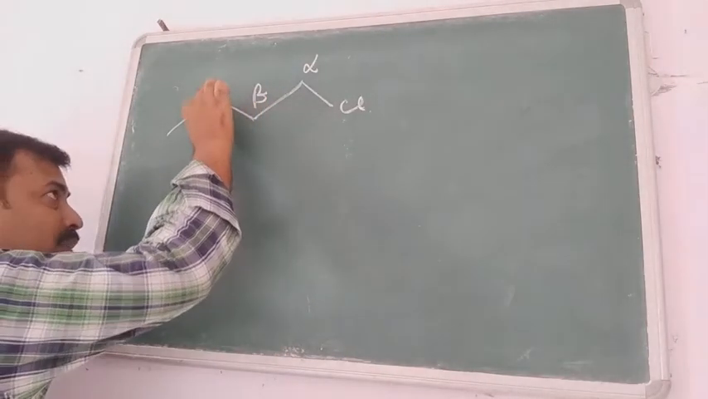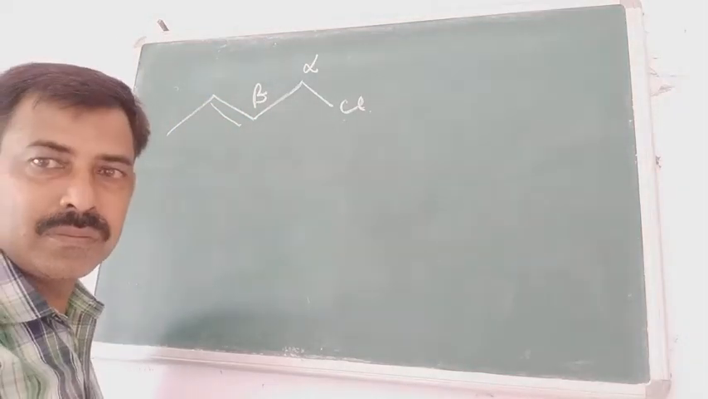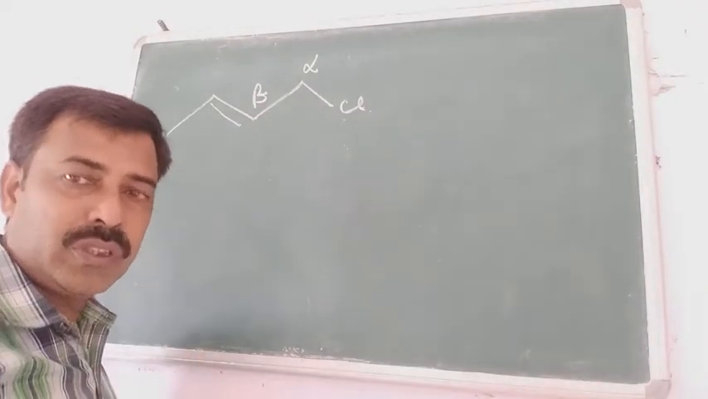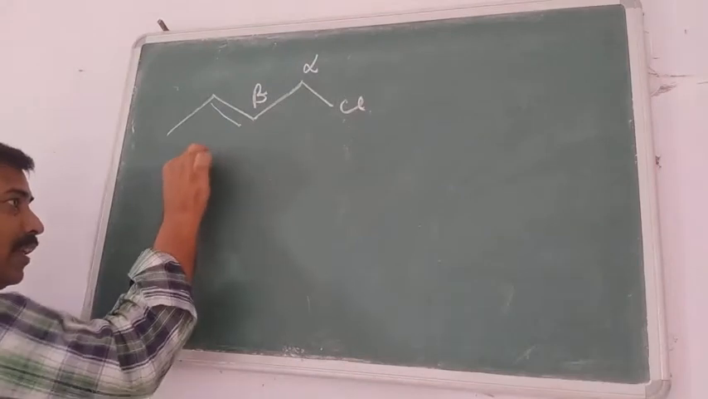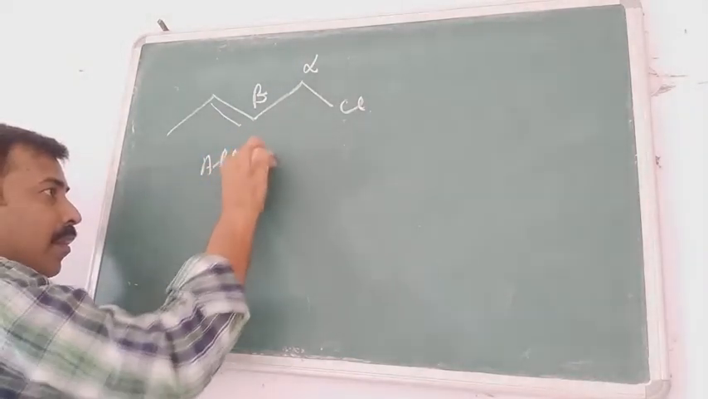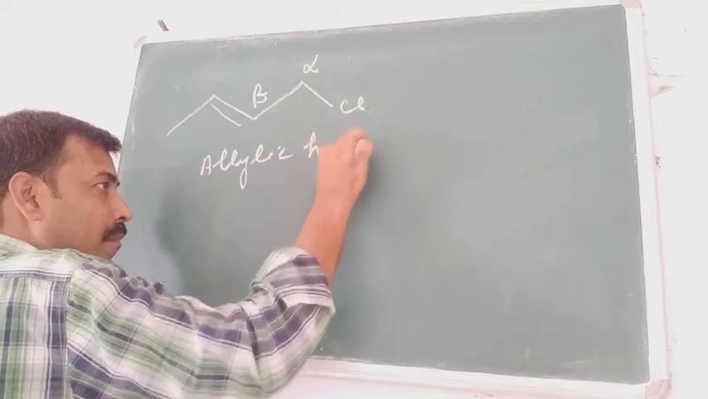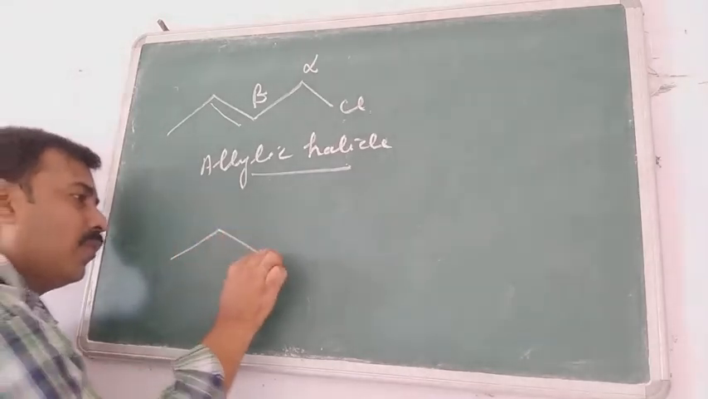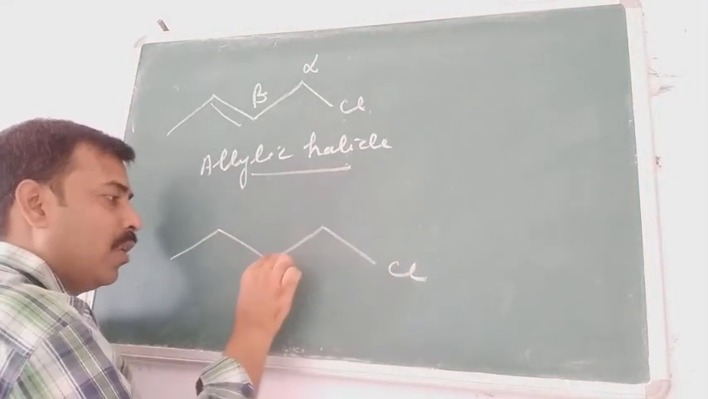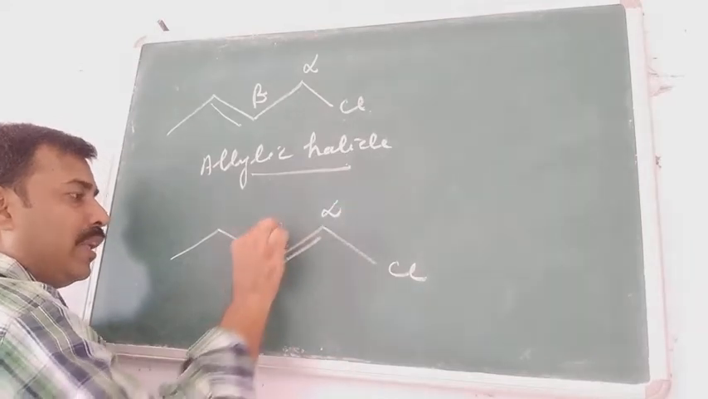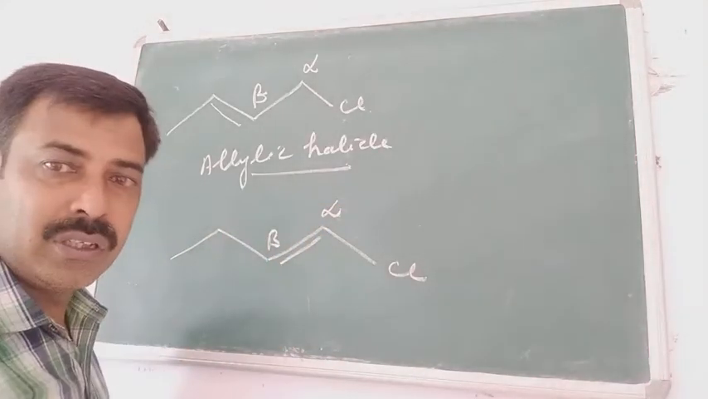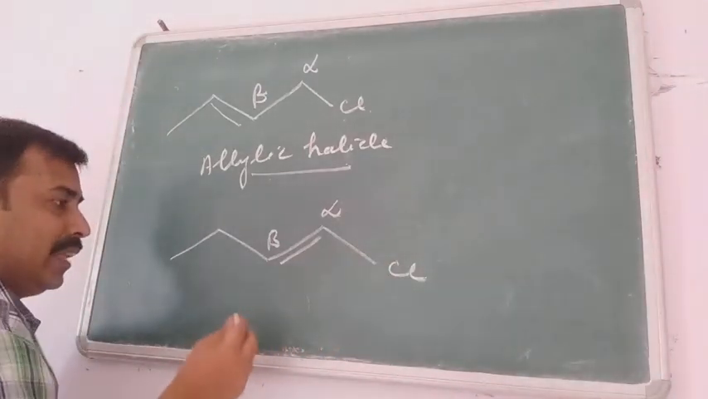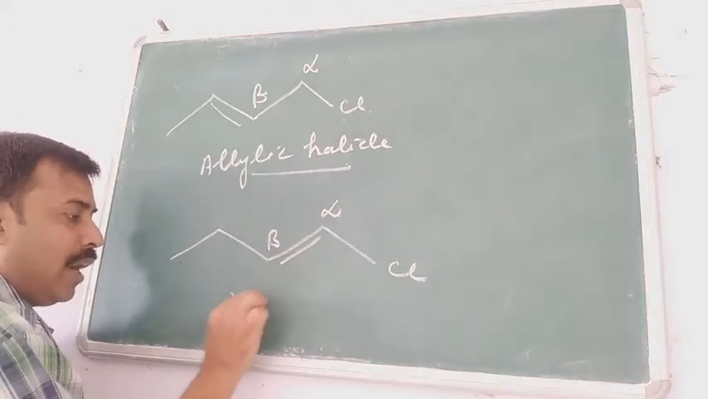If there is an unsaturation on the beta carbon, this is the beta carbon and here is the unsaturation, it will be considered as an allylic halide. But if you see another compound which has the same position for the halogen, but the unsaturation is not at the beta position, it is at the alpha position, then in that condition the system will be called a vinylic halide.